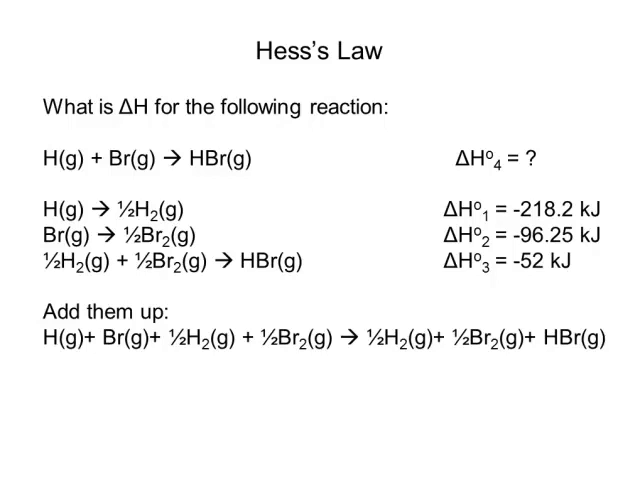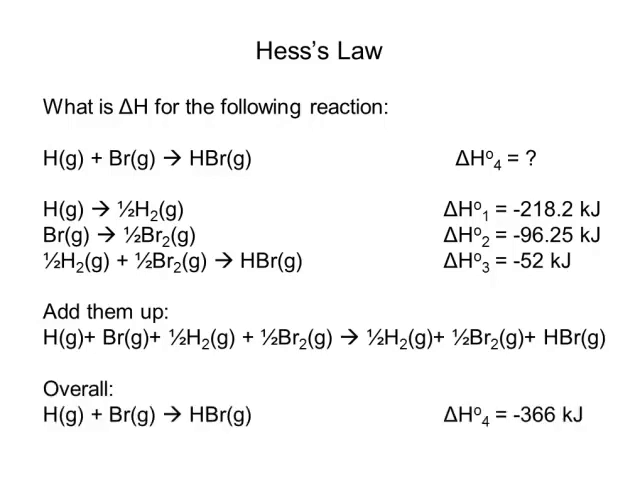And then I can cancel similar things out. So you can see I've got 1/2 H2 gas on the reactant side, I've got 1/2 H2 gas on the product side. Those could cancel. I have 1/2 Br2 gas on the reactant side, 1/2 Br2 gas on the product side. Those can cancel out. So when I do that, I end up with my overall equation of H plus Br goes to form HBr gas, which is what I want my end equation to be.